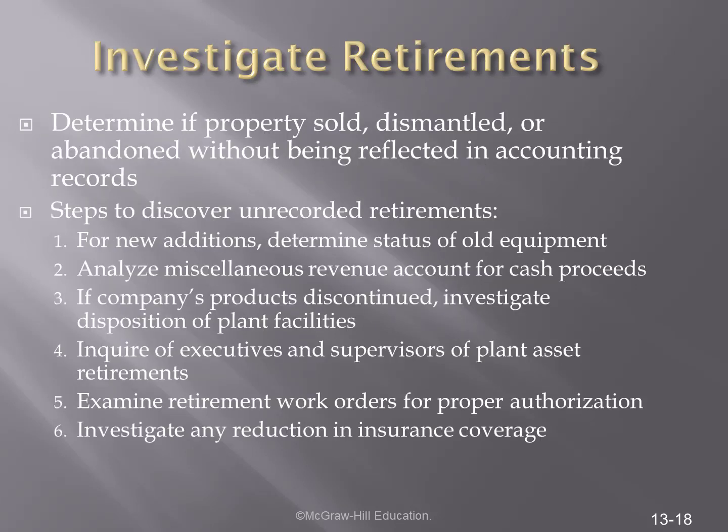As discussed earlier, a common error related to assets is retirements. Many times assets are retired. However, accounting is unaware of the retirement and continues to record the assets and the associated depreciation. We need to develop specific steps to discover any unrecorded retirements. For any new assets, we need to determine if they are replacement of old equipment. We need to analyze miscellaneous revenue accounts. Perhaps these assets were actually sold. If the company's product is discontinued, investigate the disposition of plant facilities.